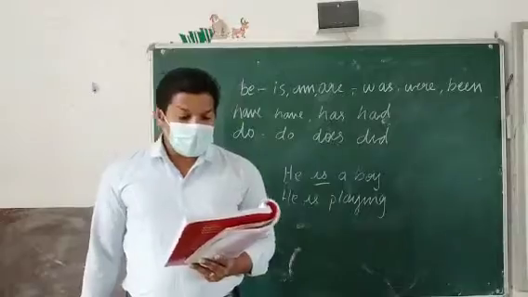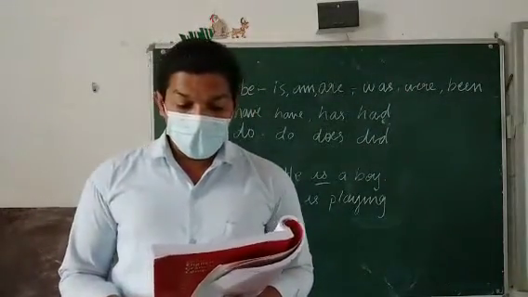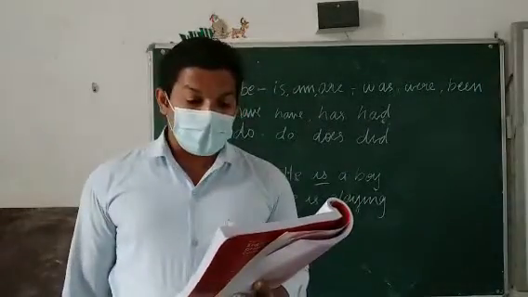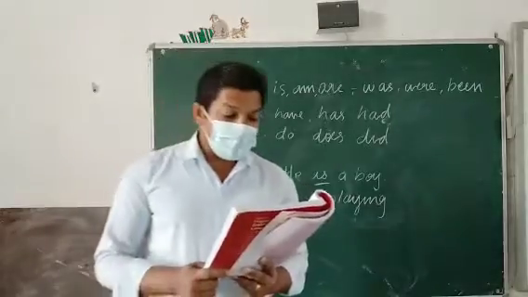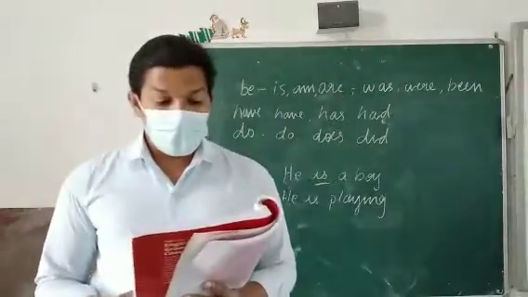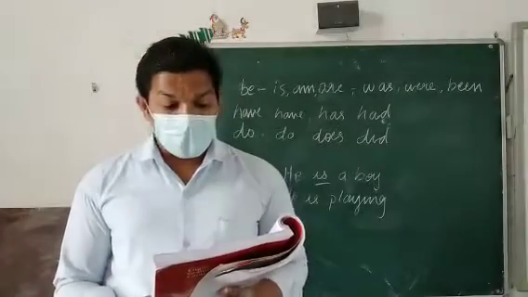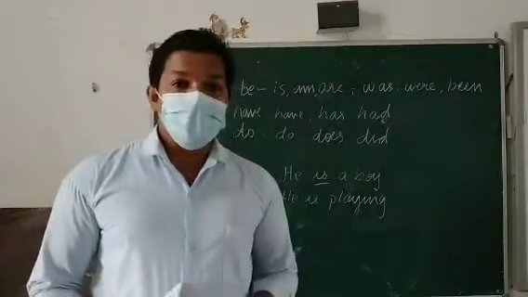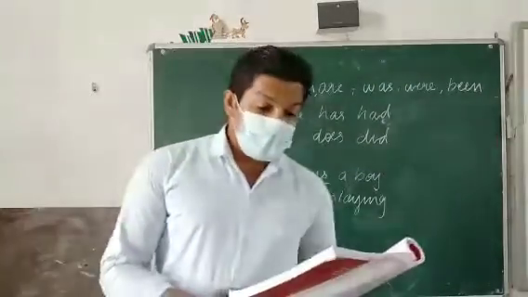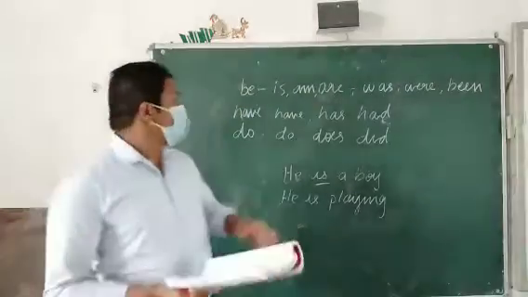So the modals can, could, may, might, shall, should, will, would, must, and ought to are termed defective verbs because some parts are wanting in them. They have no s in the third person singular. They have no ing and ed forms. So they are not ending with s, and also they don't have ing forms.